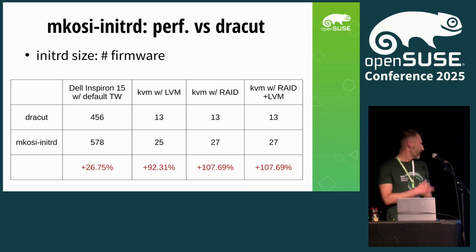Firmware. Yes, that's what I meant before. On my laptop, having NVIDIA drivers, I have a lot of firmware files there. And why is it different between dracut and mkosi-initrd? Dracut is using a C binary helper calling libkmod to resolve dependencies. And mkosi-initrd calls modinfo directly. So one of these two tools has some flaws. I don't know which one.